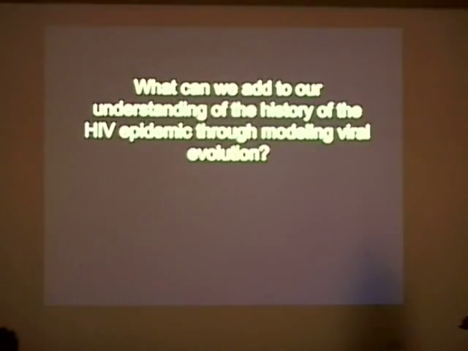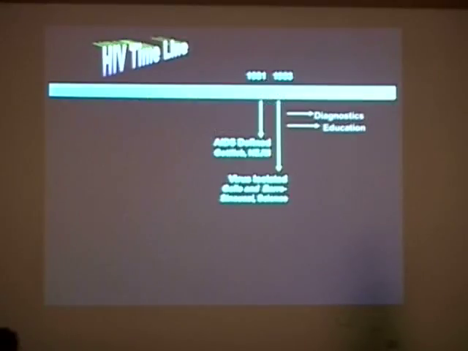So what can we add to our understanding of the history of this epidemic through modeling viral evolution? You guys who are in your teens here have lived with this epidemic your whole life, but some of the older folks in the audience know that we didn't have to worry about HIV until 1981, when it was first described in Los Angeles. So guys started getting cancer. They thought it was a very unusual kind of cancer for young men to be getting. They realized something was causing this. Their immune systems had been really severely damaged.